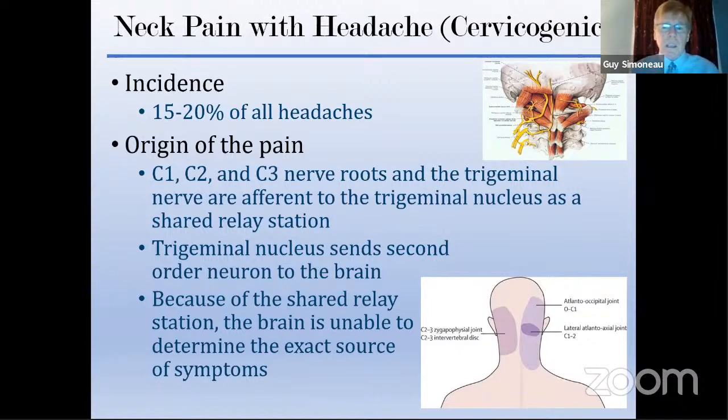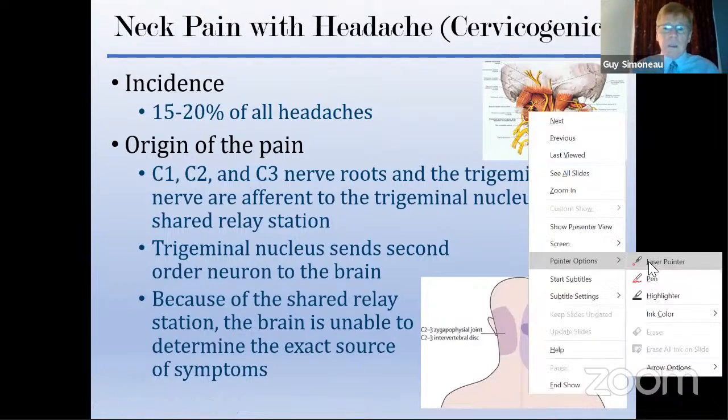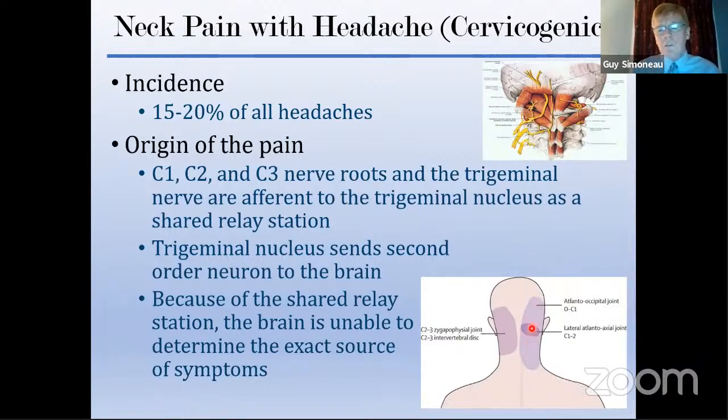And the origin of the pain with cervicogenic headaches is actually, I'll change my pointer here for a second. The origin of the pain with cervicogenic headache will typically tend to go from the occiput and then expand into the temporal area. And the reason for that is that the origin of the discomfort is actually the upper cervical spine. And what happens is that the nerve roots for C1, C2, C3, and the trigeminal nerve are all afferent to the trigeminal nucleus as a shared relay station.